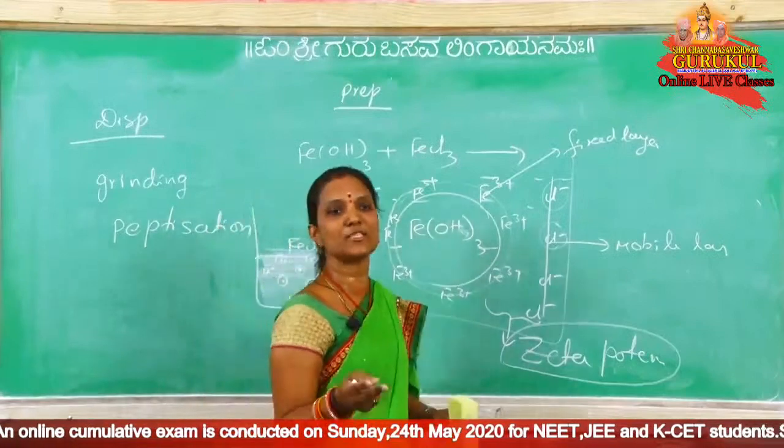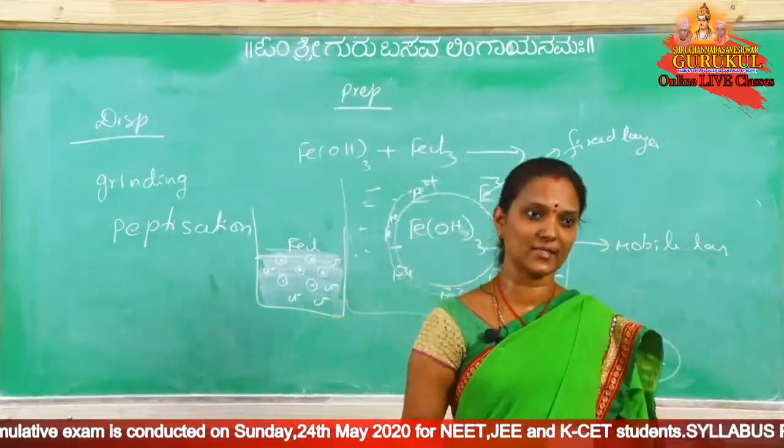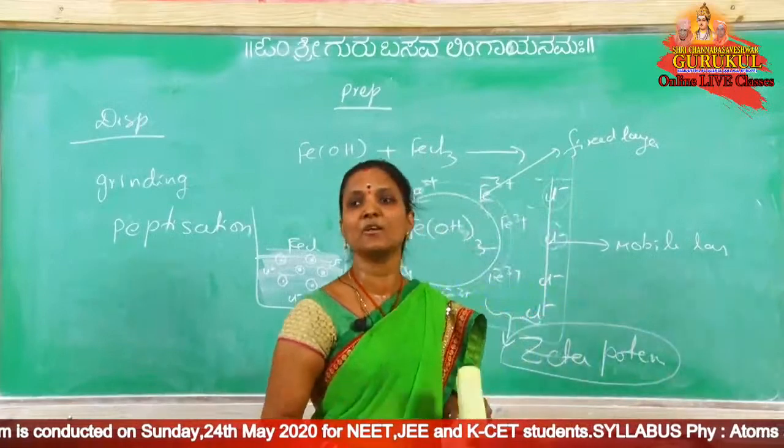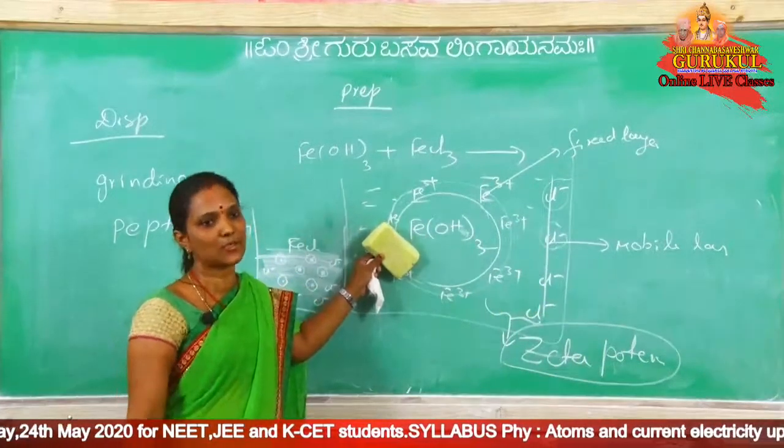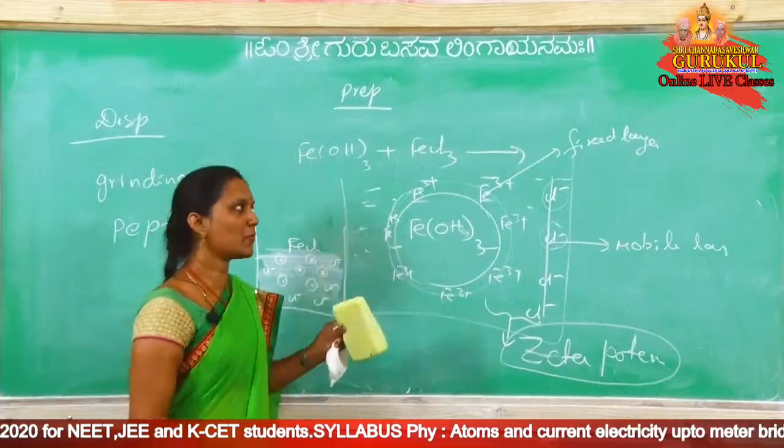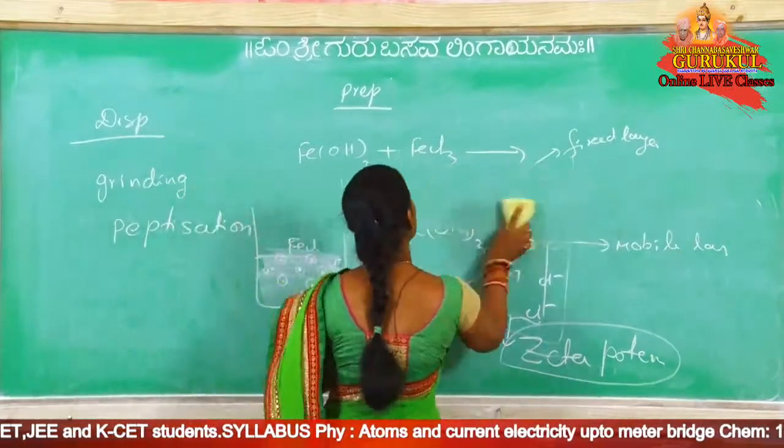All colloidal solutions have two layers, double layers. One is the fixed layer, another is the mobile layer. What is the charge of the fixed layer? That is the charge of the colloidal solution. So now it is a positive charge. Better, two more examples.